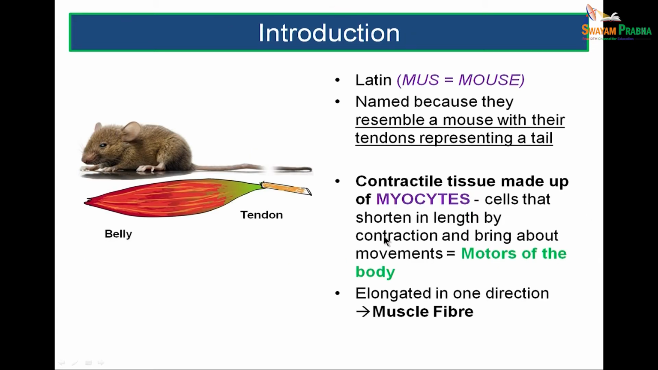What is muscle? In Latin, mus means a mouse. Muscles resemble a mouse, with the belly being the body and the tail of the mouse being the tendon. It's a contractile tissue made up of cells called myocytes, and these cells shorten by contraction and they are lengthened in one direction, wherein they are called muscle fibers.